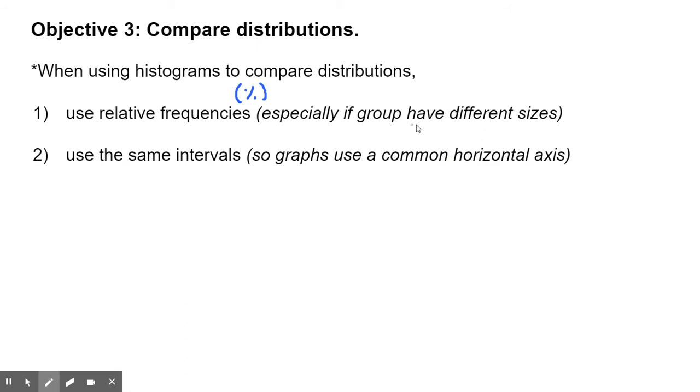Use percent because if the group sizes are different, you don't want the bars to just be the counts, because the group that's larger will have taller bars. Percents level everything out. And then number two, make sure you use the same intervals when you're comparing. You want to make sure that the horizontal axis is common. So don't let one group have intervals of width 5 and the other one have intervals of width 10. It's very hard to compare then.